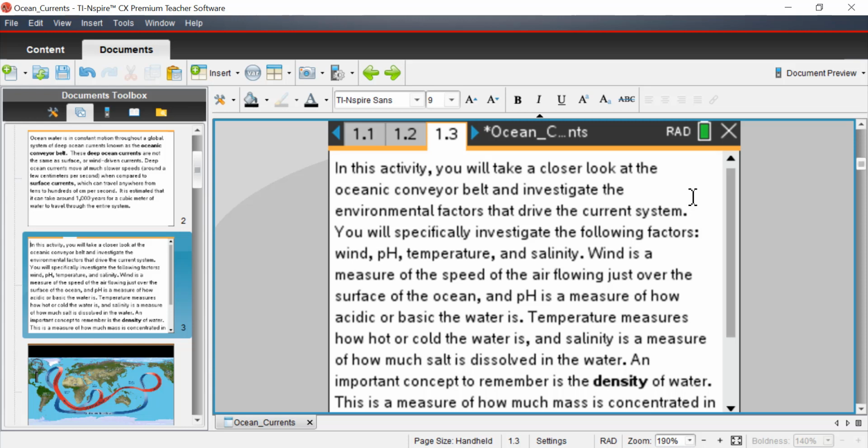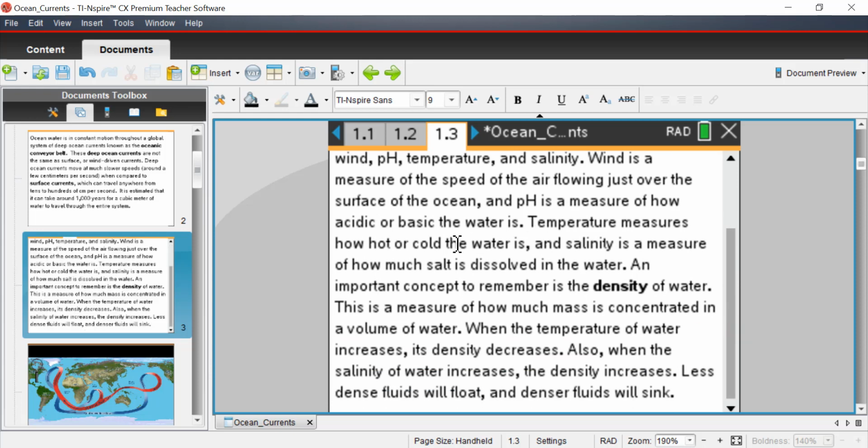So when you hear vinegar, which is an acidic food product, or bleach, which is more of a basic cleaning product, that's what we're talking about. We're looking at the pH of, in this case, ocean water. Temperature: we're going to look at temperature differences to see if that has an effect. And then salinity, which is how much salt is in a particular volume, in this case, parts of the ocean. Wind is a measure of the speed of the air flowing just over the surface of the ocean.